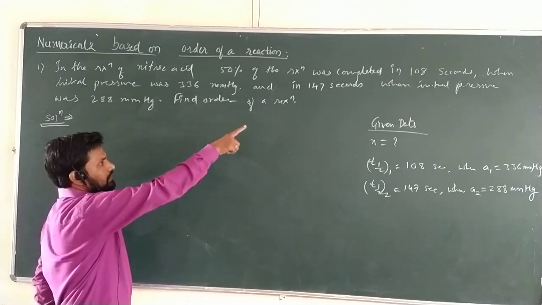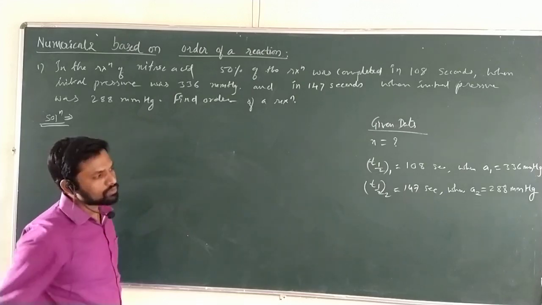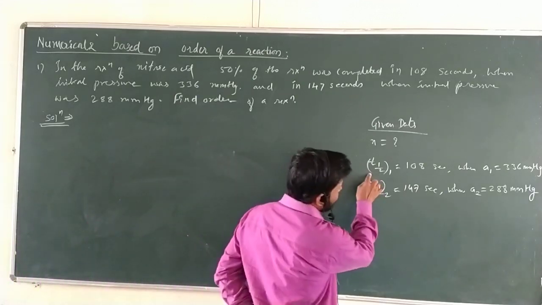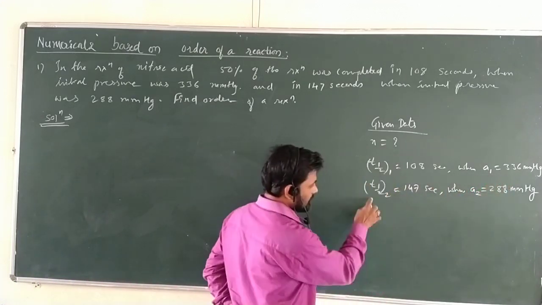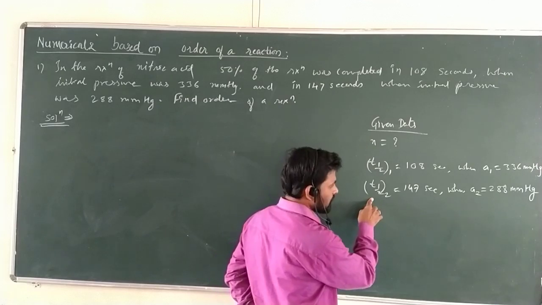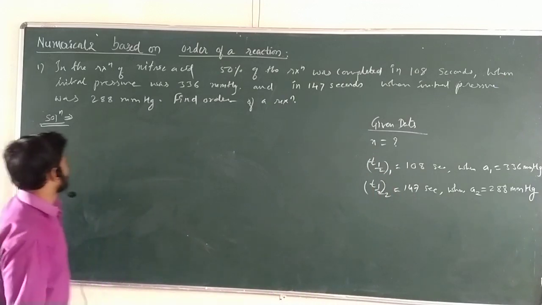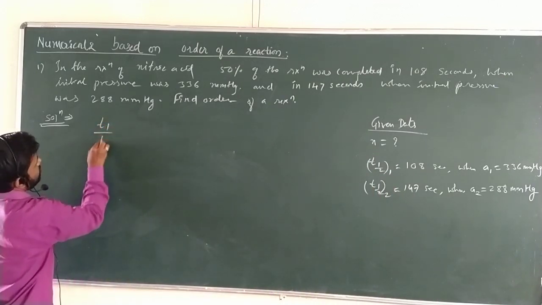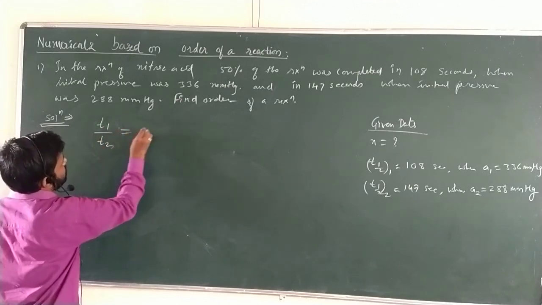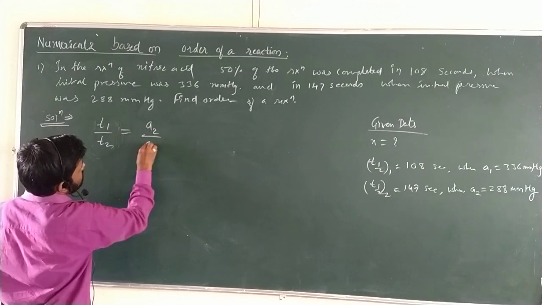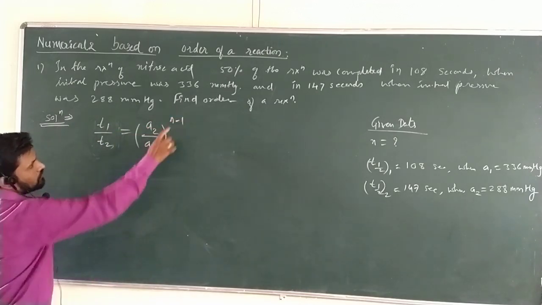Second, in 147 seconds when initial pressure was 288. So here T1, that is T half equal to 108 when A1 equal to 336. T half of another, that is T2, 147 seconds when A2 is 280. That we have to write. What is the formula? T1 upon T2, both are the half-lives, equal to A2 upon A1 to the power n minus 1. This is a simple formula.